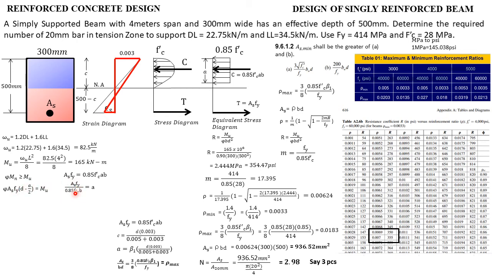Meron tayong Fy, meron tayong f'c and b. So, ang unknown na lang dito is the As, which is yun yung hinahanap natin. Since ang Mu naman, the factored moment, is equal to 165 kN-m. Okay, so substitute natin ang a dito, and will give us this one. AsFy multiplied by d less AsFy over 0.85 f'c b, times 2 galing dito. So, ang pinaka-unknown na lang natin dito is the As.